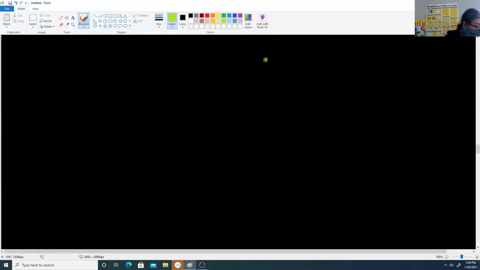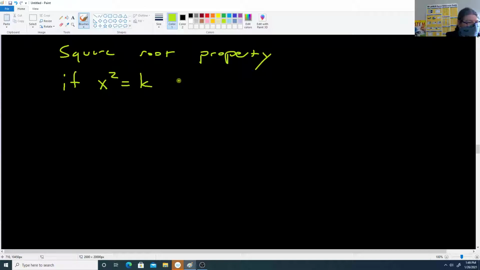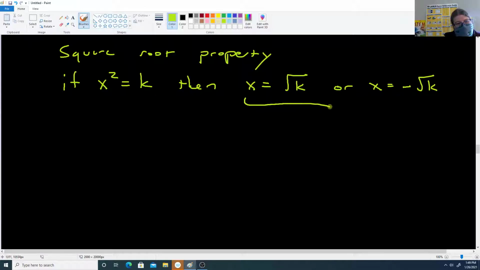So next we've got this thing called the square root property, which says if x squared equals k, then x equals positive square root of k, or x equals negative square root of k. A lot of times, instead of writing this as two statements, we combine it into a single statement and say x equals plus or minus square root of k. We're going to use that to solve a couple of problems here from example 2.